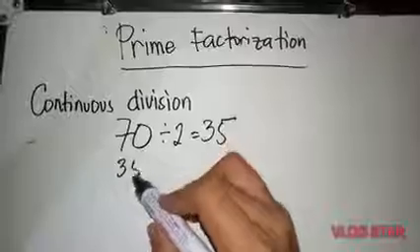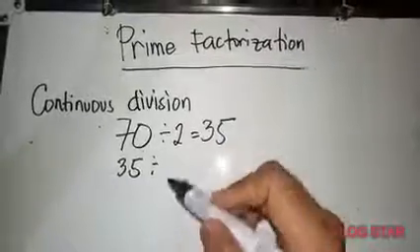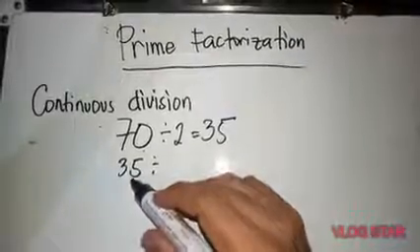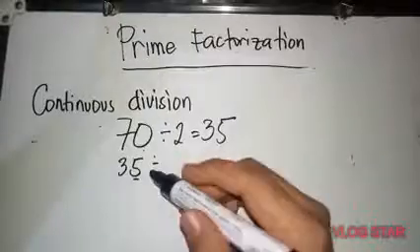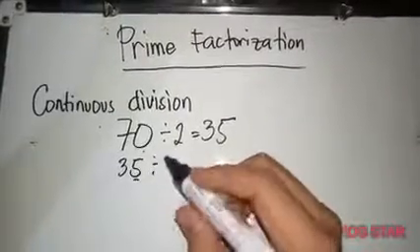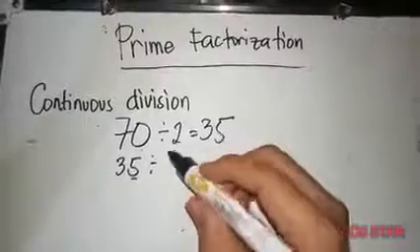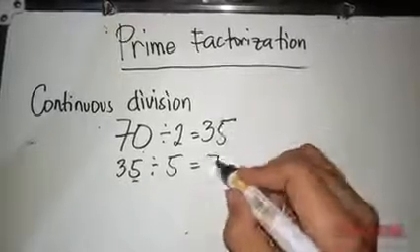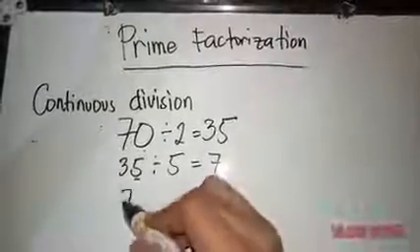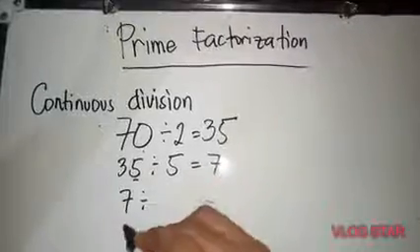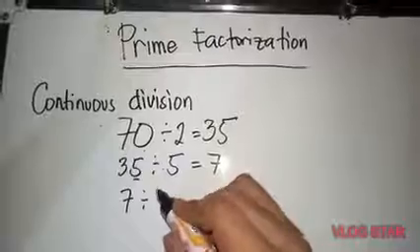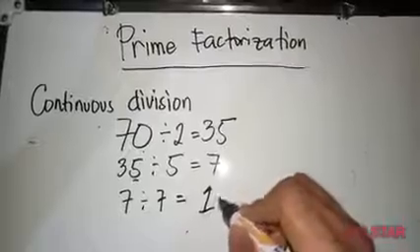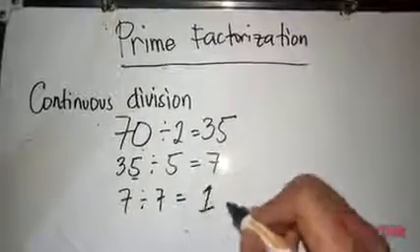Next, use the quotient as the dividend. Then think of another prime divisor of 35. Since it ends with 5, it is divisible by 5, and 5 is a prime number, so we can divide it by 5. 35 divided by 5, the answer is 7. Next, 7. Since 7 is a prime number, we can divide it by itself. 7 divided by 7, the answer is 1. So we end with 1, meaning it is the last step.